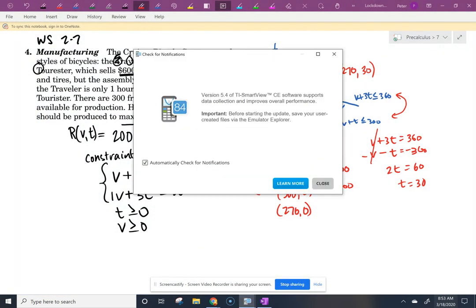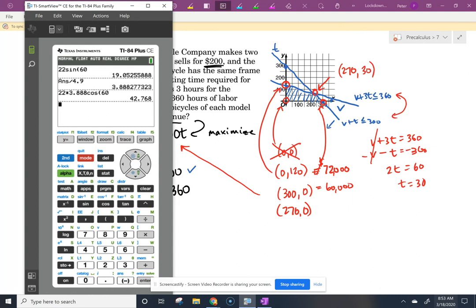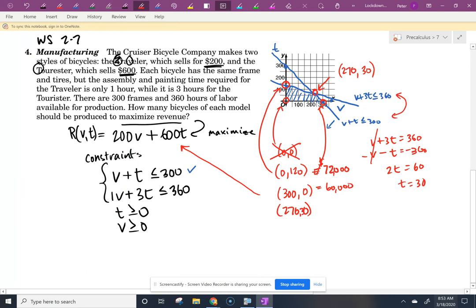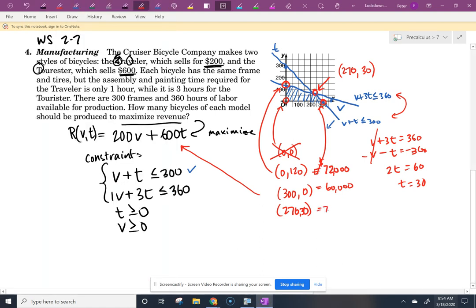I can finally use my calculator. What was it? It was 200 times 270, that's for the Travelers, plus 600 times 30. Oh, did I put 0 there? That's supposed to be 30, right? Sorry, 600 times 30. My bad. 600 times 30. That would get us $72,000. So there you go.